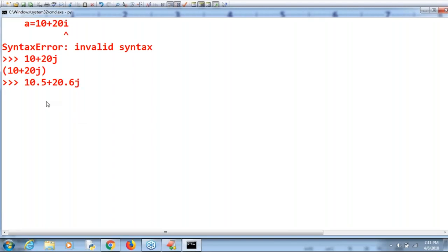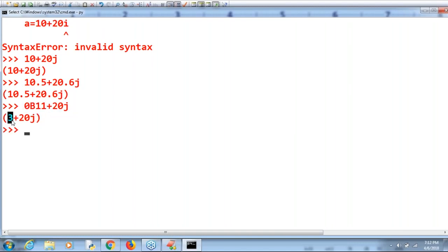Perfectly it is valid because here you can take either int value or float value. No problem at all, no restriction. Now I'm taking a very special case: 0B11 plus 20j. Can you please tell, is it valid or not? Yes, perfectly valid. No problem.